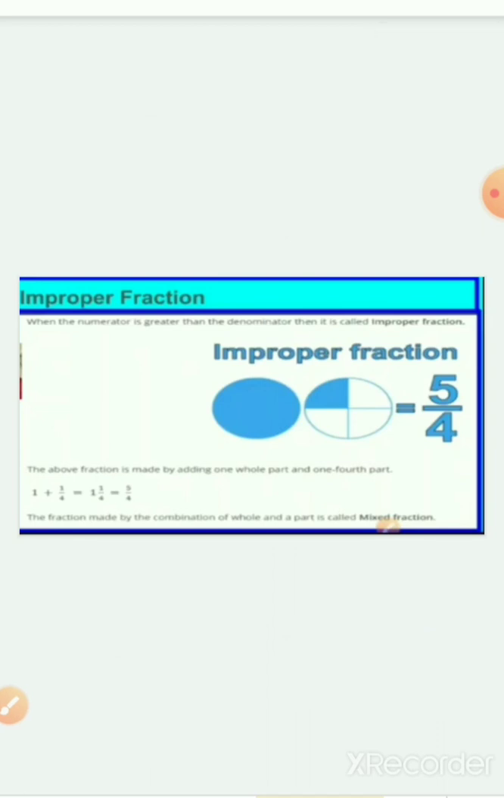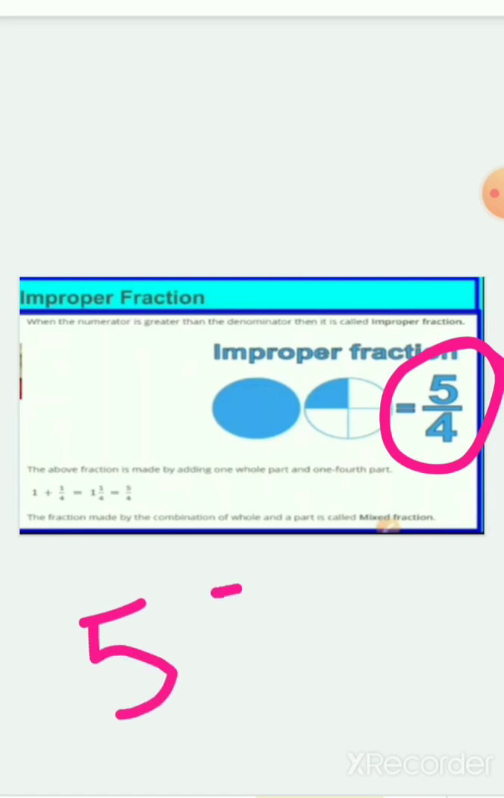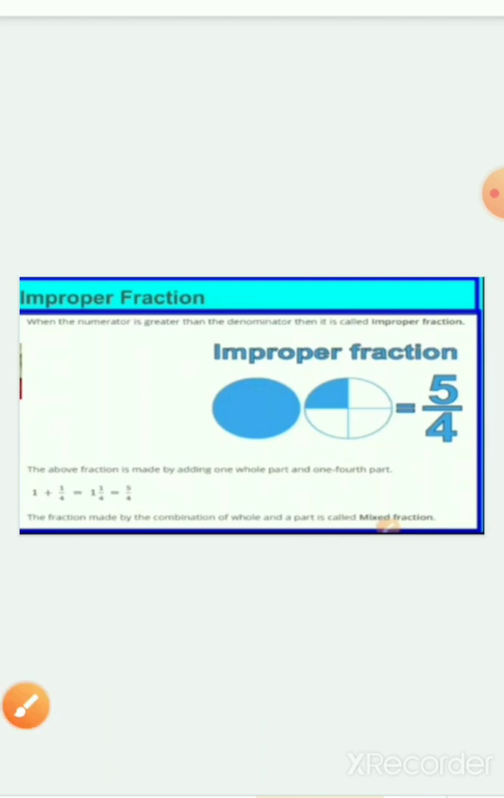Now we have improper fractions. The second type of fraction is the improper fraction, in which, as you can see, the numerator, that is 5, is greater than the denominator. That is called an improper fraction. So from the example you have the definition: when the numerator is greater than the denominator, it is called an improper fraction.